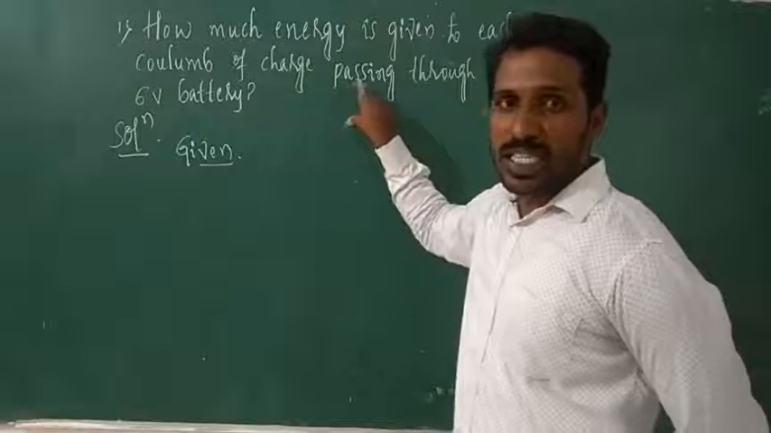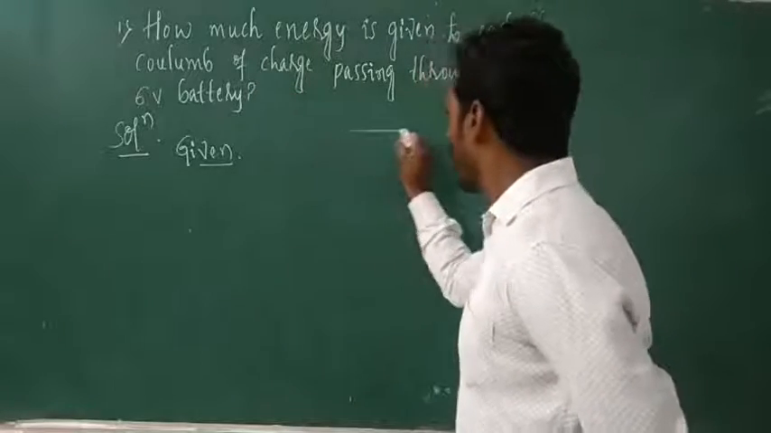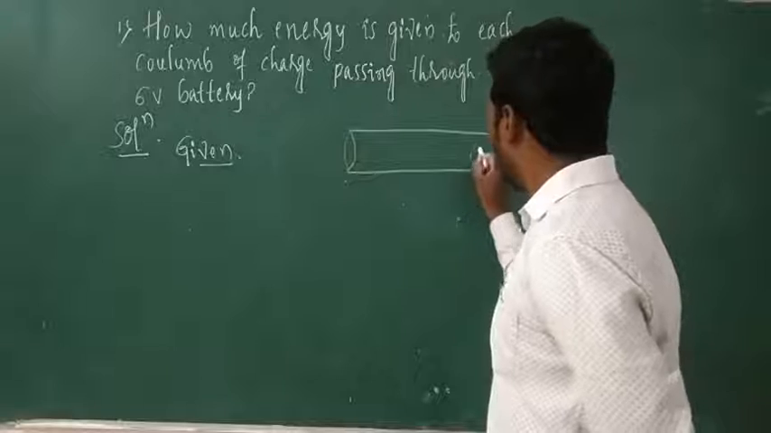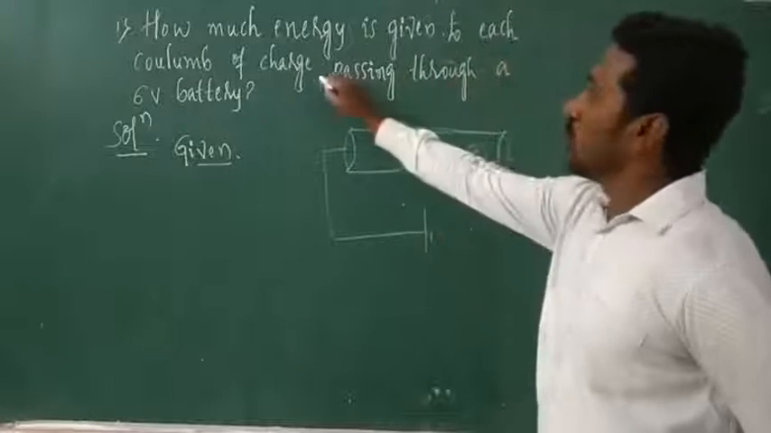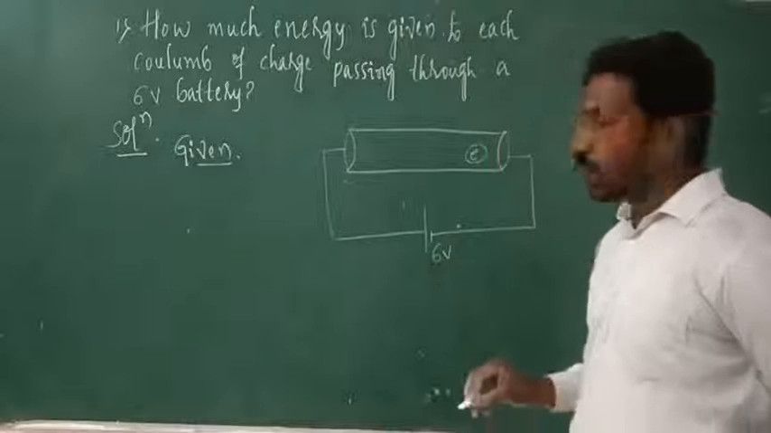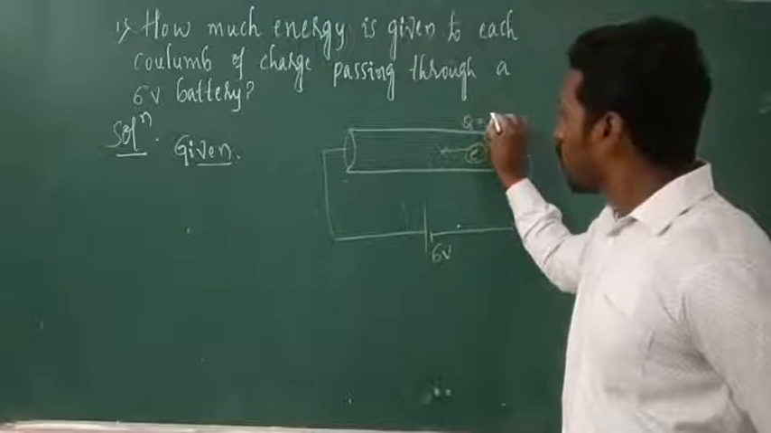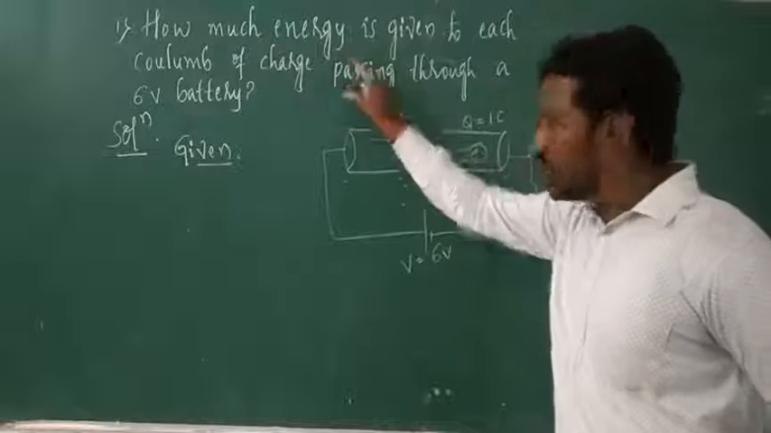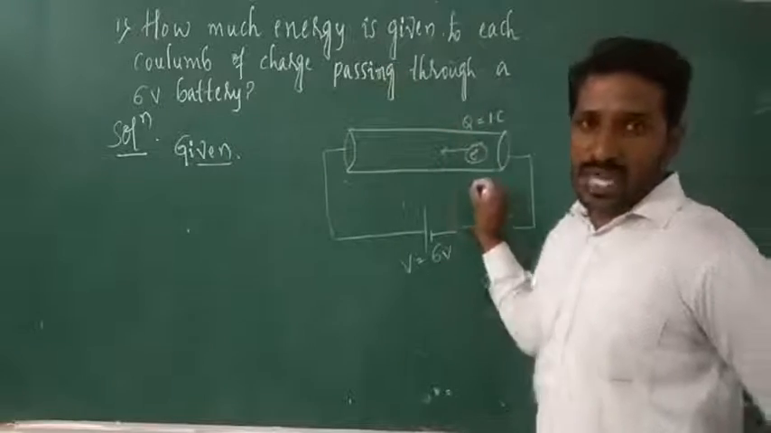Okay students, we will solve one numerical based on potential difference. What has been asked in this problem? How much energy is given to each coulomb of charge passing through a 6 volt battery? Imagine there is one conductor with some charges. Each coulomb means charge Q equals 1 coulomb. The potential difference here is 6 volt. We have to calculate the energy each charged particle produces.